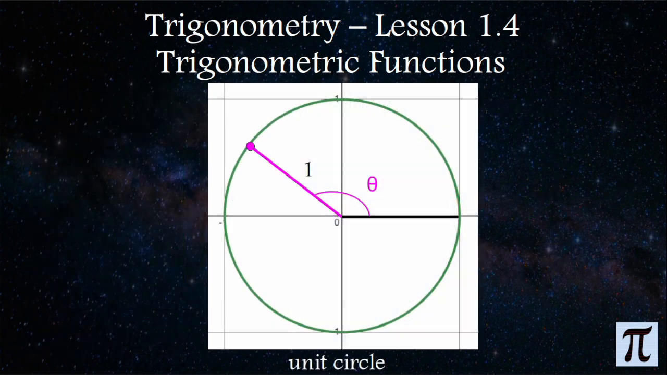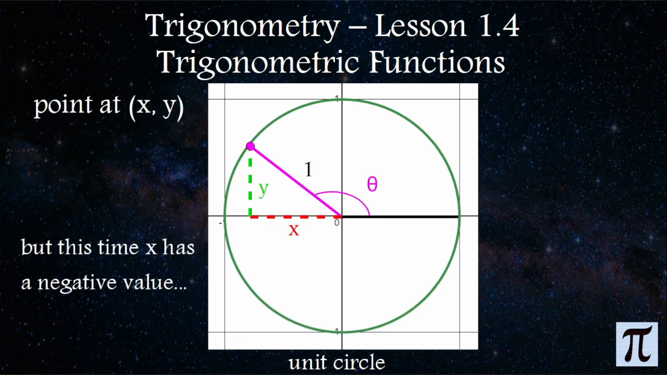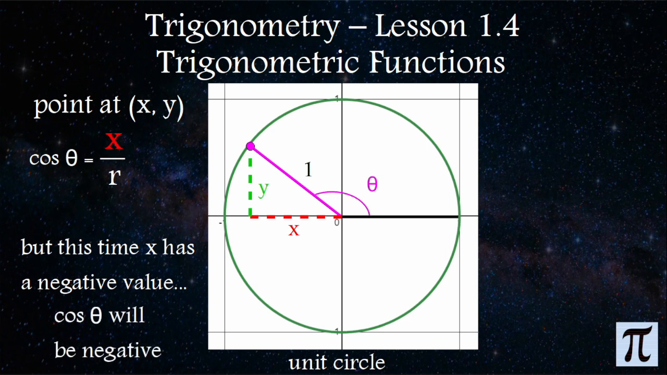So let's take a look at this example. Theta is somewhere between 90 and 180 degrees, or pi half and pi radians. The point lives at x, y. But this time x has a negative value. We are to the left side of the plot. We are in the negative zone of x. Still, cosine of theta is x over r. So the cosine of theta will be a negative value because x is a negative value.